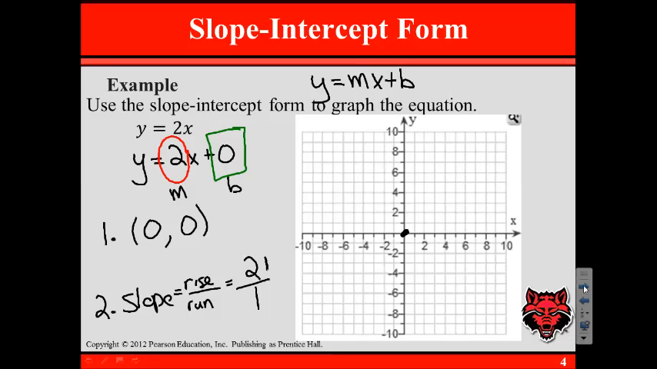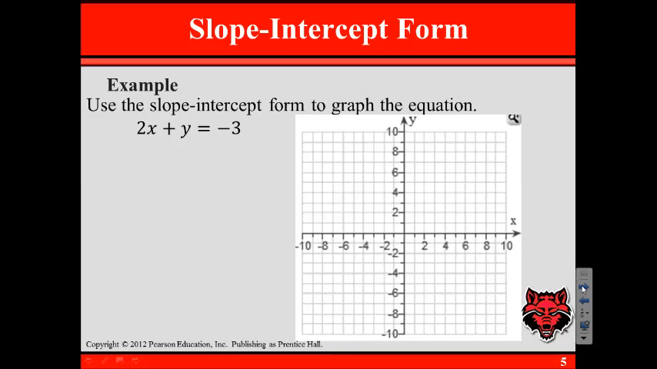Because we have a positive 2, we'll go up 2. Positive 1, we'll go to the right 1. So we start at the last point, the y-intercept, and we go up 2 units, 1, 2. We go to the right 1 unit, 1. And we place a point. We now have 2 points that we can connect with a line, and we are finished.